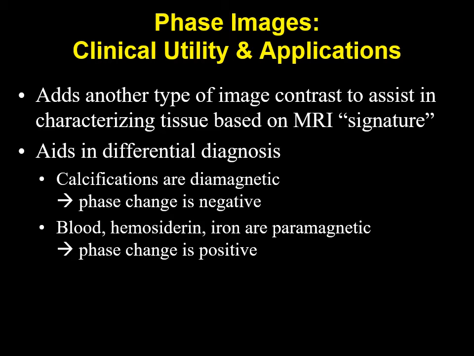If we see a positive phase change on the phase image, i.e. the material looks bright on the phase image, we would conclude it's paramagnetic, and on our scanner, we would conclude that's either blood, hemosiderin, iron, or some other blood breakdown product, which are the commonest types of paramagnetic materials on non-enhanced images.